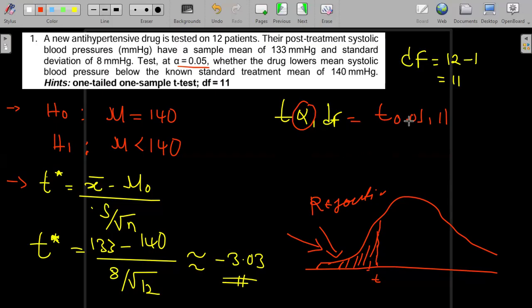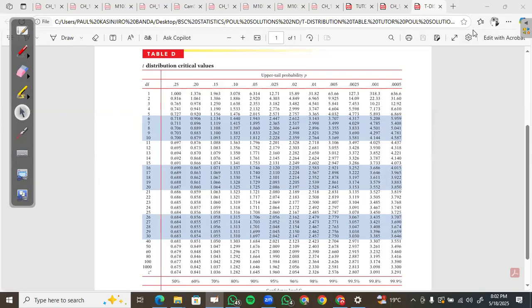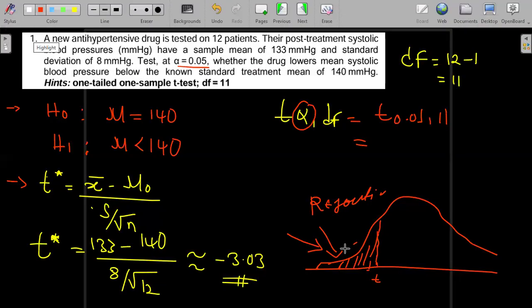So we want to find the value of this one. We go on the t table to look for t 0.05, 11. Where is it? Okay, 0.05 is here, and then I have to go where 11 is. So 11 is there, and the value is this one here, 1.796. But since it's a left-tailed test, we're going to write it as a negative, minus 1.796.